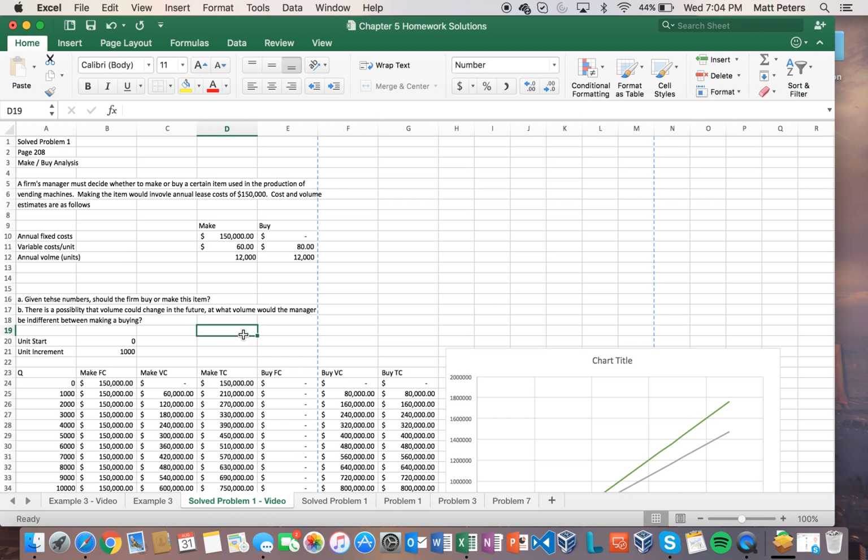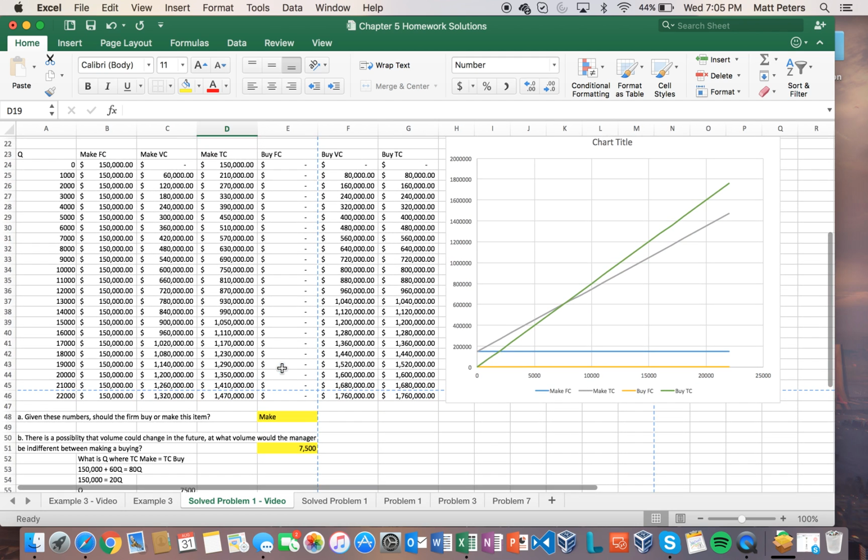Okay, so take a look at your homework, walk through this, play this as many times as you want to, pausing it whenever you need to try to figure out, to understand how this all works.